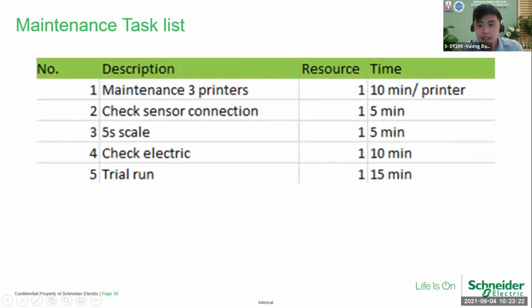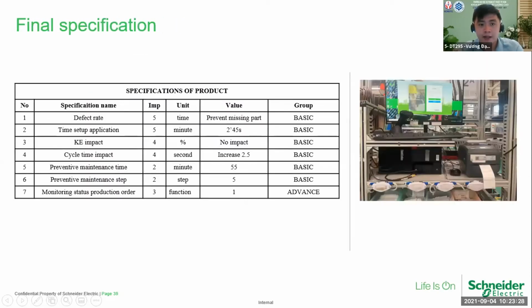This is the task list to maintain the system and the time for each task. This is the final specification. The system has a defect rate of zero missing bags, and the time to set up the application is around 2 minutes and 45 seconds. The system does not impact core efficiency, and the cycle time increases by 2.5 seconds.